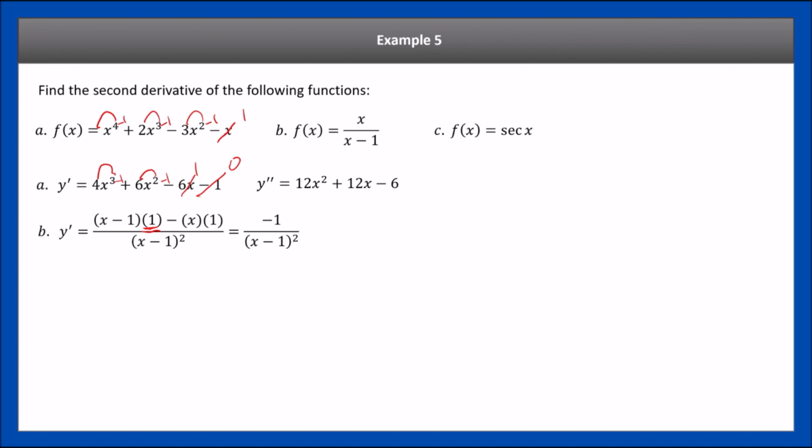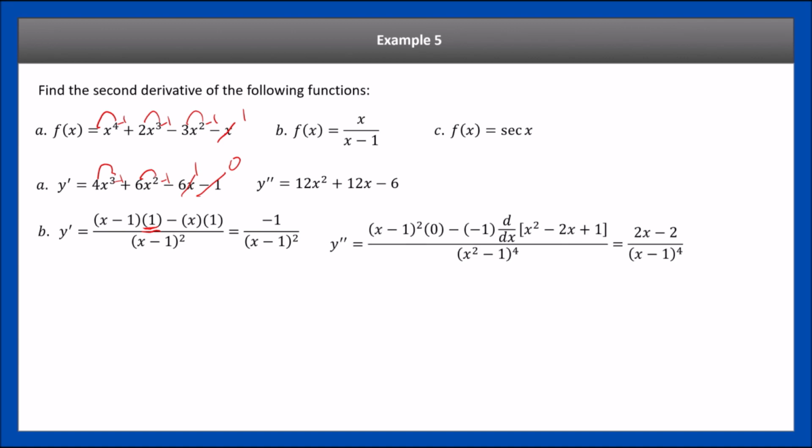And then we are going to do another quotient rule for that, and this time we got to do low d high, so we take the derivative of negative 1, but the derivative of negative 1 is 0. So this turns into 0. And then the derivative of this guy is going to be 2x minus 2. All right, so that's how we get this here.